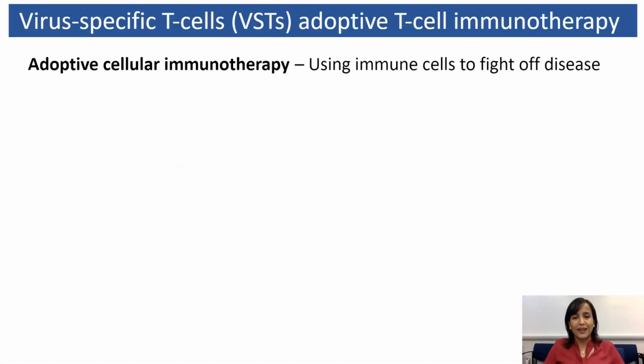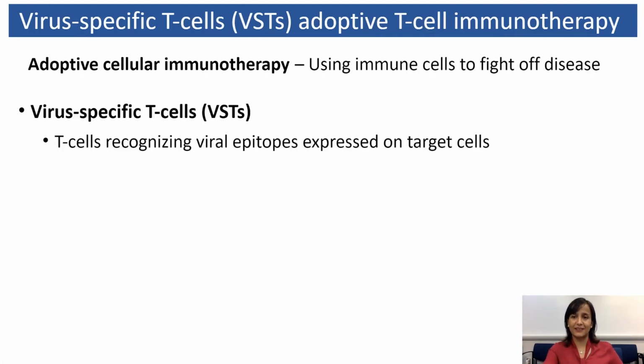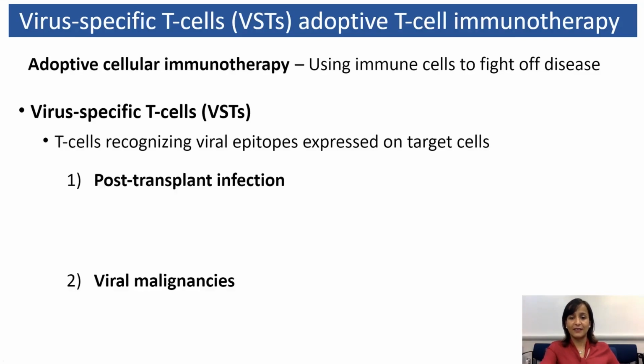So we all know about adaptive cellular immunotherapy. It's really using immune cells to fight off disease. Today we will focus on virus-specific T cells, or VSTs, which do so by recognizing viral epitopes presented on target cells. And in doing so, we utilize virus-specific T cells in post-transplant infection or against viral malignancies.